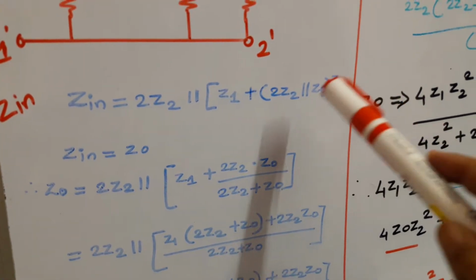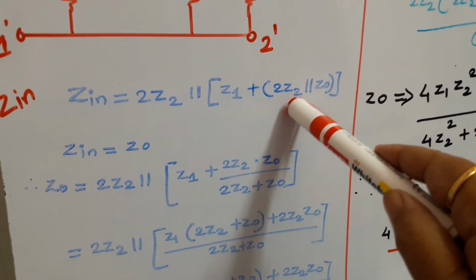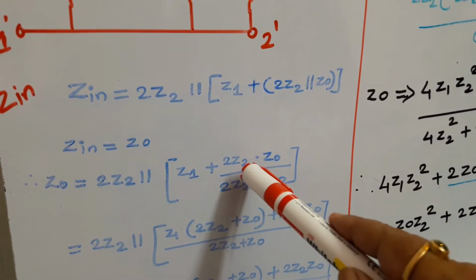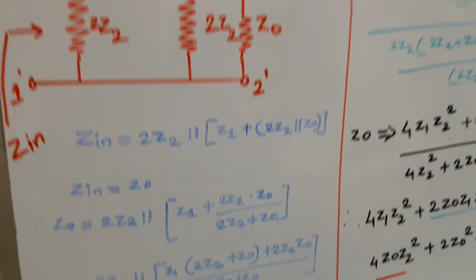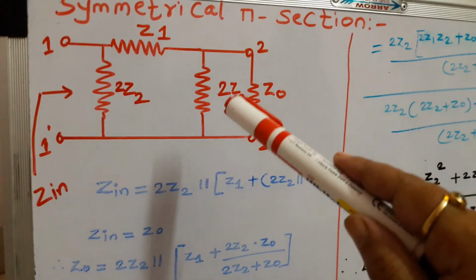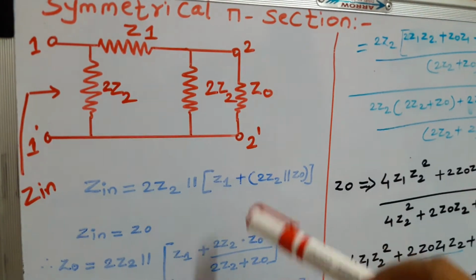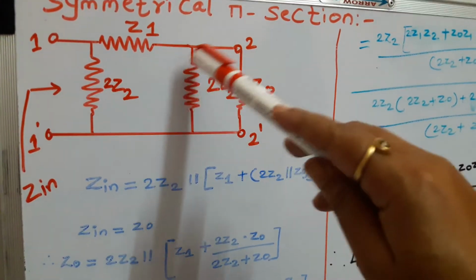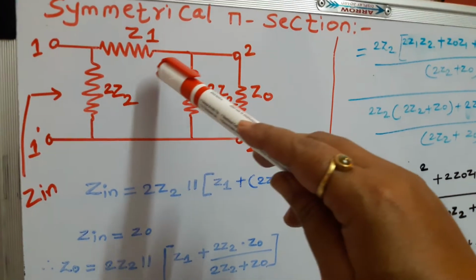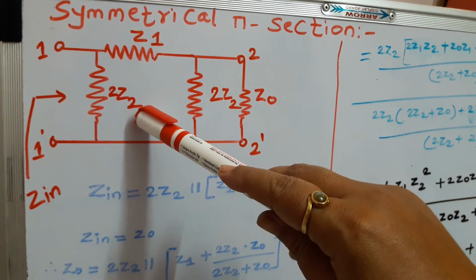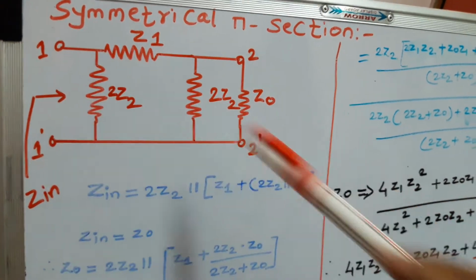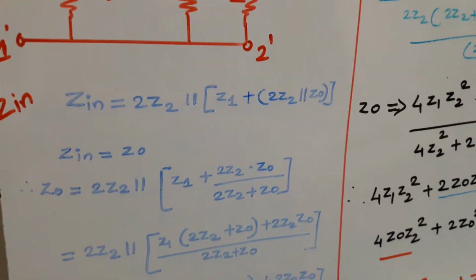First of all, solve the inner bracket, that is twice Z2 in parallel with Z0. So it will be twice Z2 into Z0 divided by twice Z2 plus Z0. Nothing is difficult, just observe the diagram and go one by one here. First there is the parallel combination. This parallel combination is in series with Z1, and this entire combination will again be in parallel with twice Z2. So this is nothing but Zin. One by one we will solve.